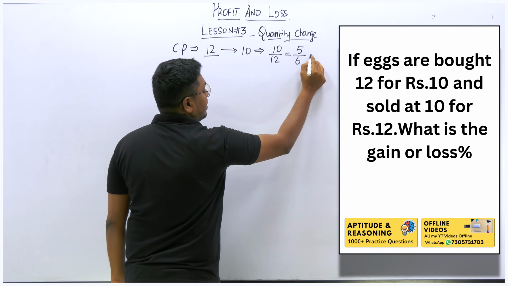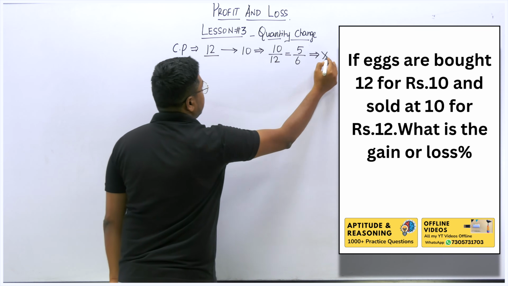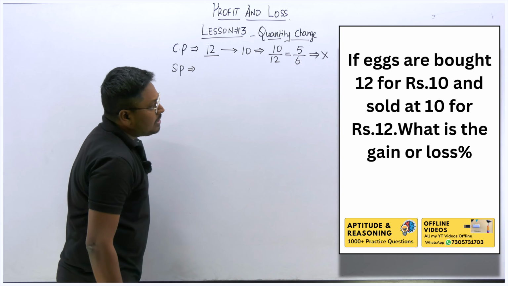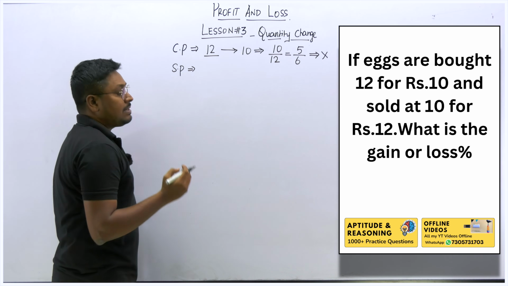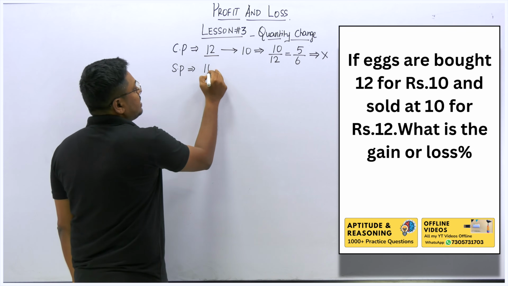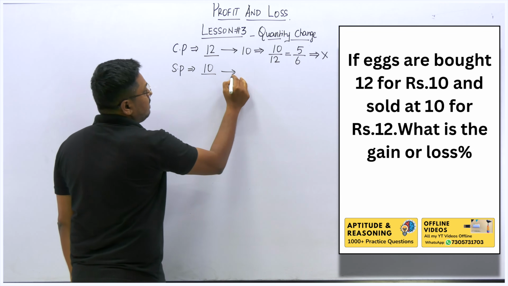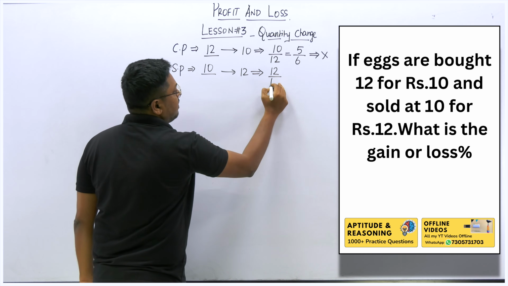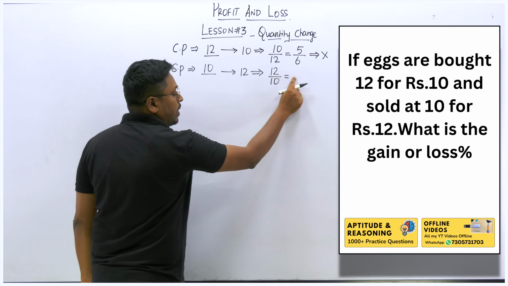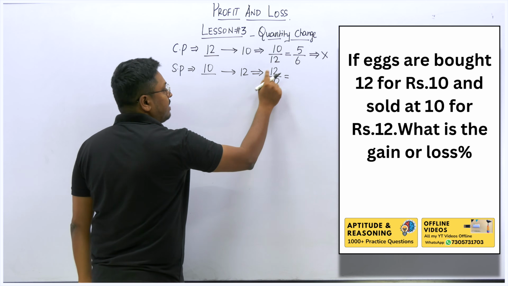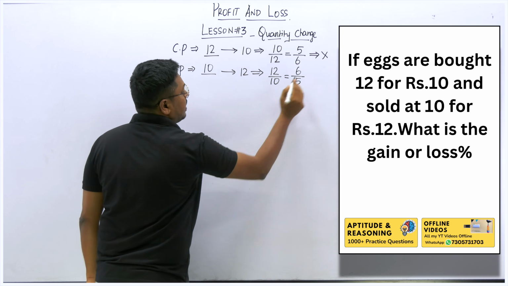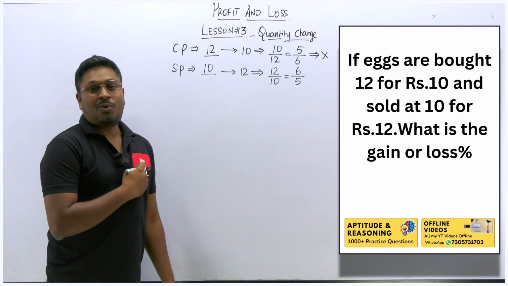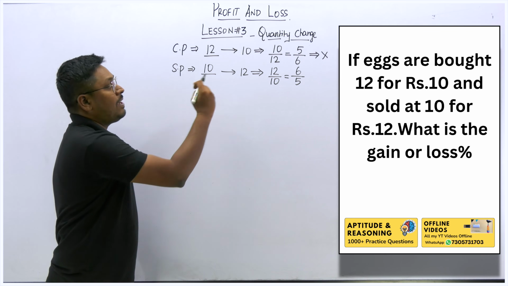So at any point, again I am saying do not convert into a decimal value, right? So next will be the selling price. So how many eggs did he sell? So he sold 10 eggs, right? So 10 eggs for 12 rupees. So selling price of 10 eggs will be 12 rupees. So one egg selling price will be 12 divided by 10. So don't write this as 1.2, right? So first divide by 2 here. So 6 by 5. So 6 by 5 will be the selling price of one egg, and the cost price of one egg will be 5 by 6.